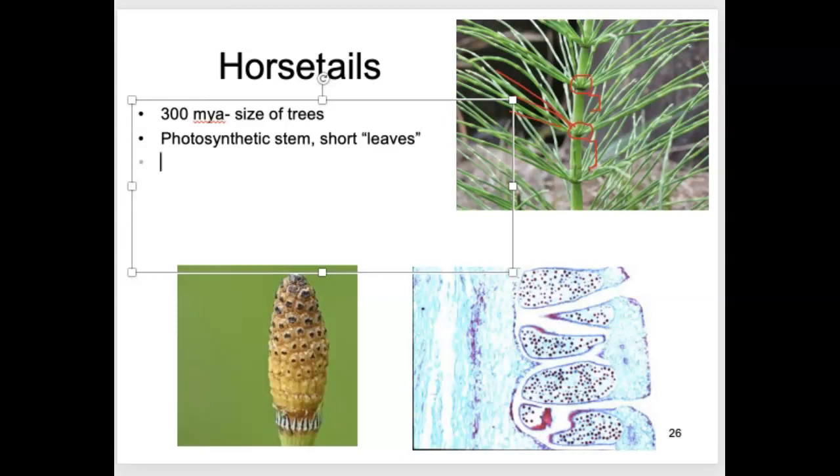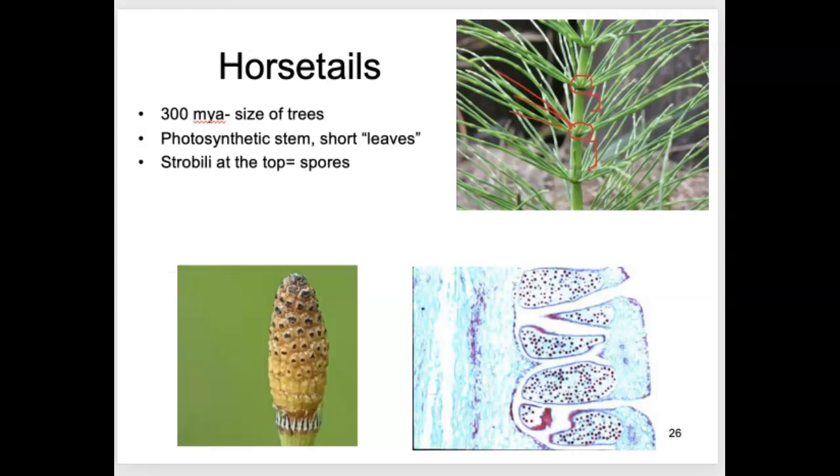Other things to mention, the strobili is where they're going to produce their spores. So that is this yellow structure here. This is the head that forms when it's time for reproduction, and it will pack all those little segments with spores. Here's the micro view.